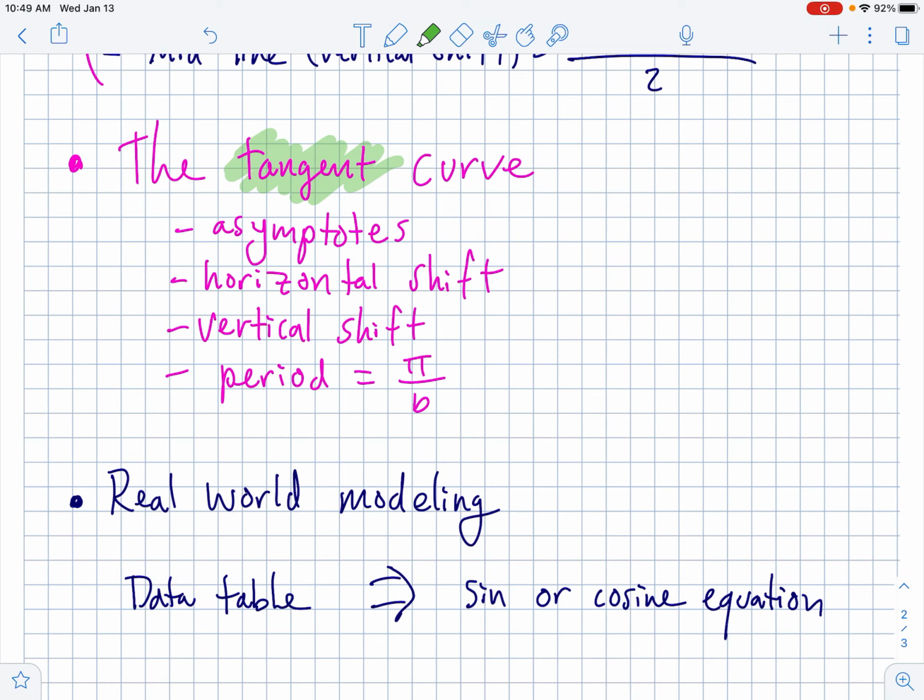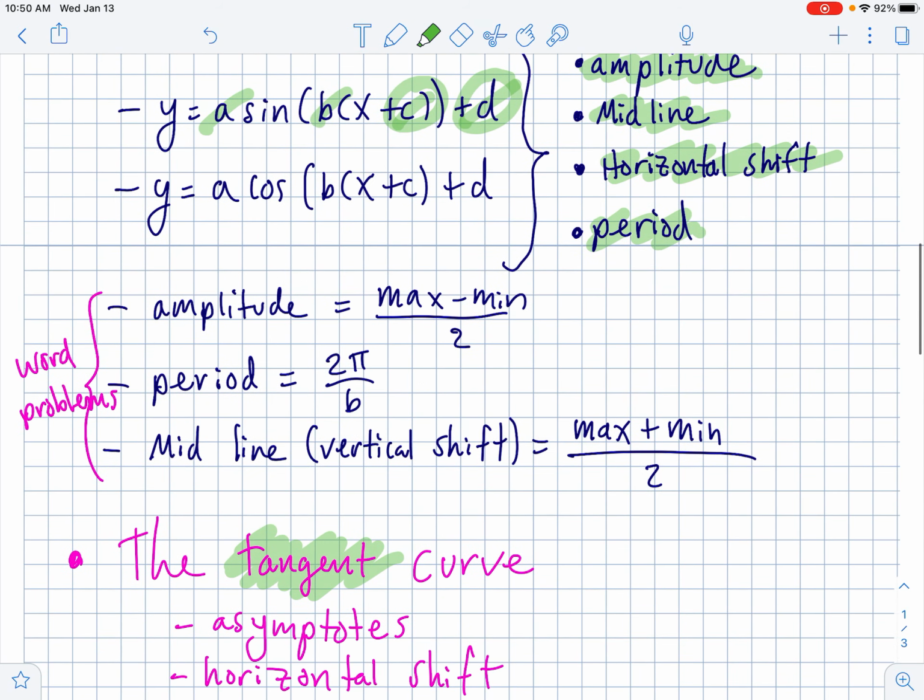The last thing we did was real-world modeling, which means taking some sort of word problem and then translating it into a sine or cosine model. The main thing I want you guys to be able to do is to either reason through the word problem and then come up with the equation, or start with a data table and then come up with the sine or cosine equation. Remember that a lot of those skills are going to involve this stuff right here.